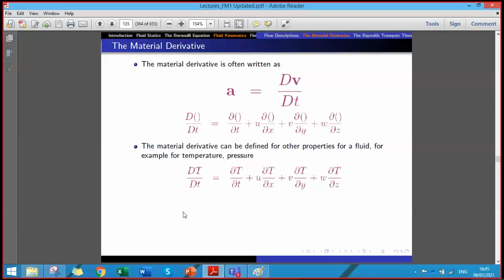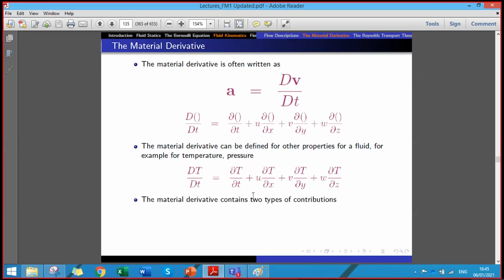So the material derivative applies for the properties of fluid, for temperature, pressure. But we can see that the material derivative is keeping the velocity components u, v, and w. That's why velocity is a very important property for any fluid flow. If you want to calculate total derivative for temperature, you will need velocity. If you want to calculate total derivative for pressure, you will need velocity. So velocity is a very important property in fluid flow.